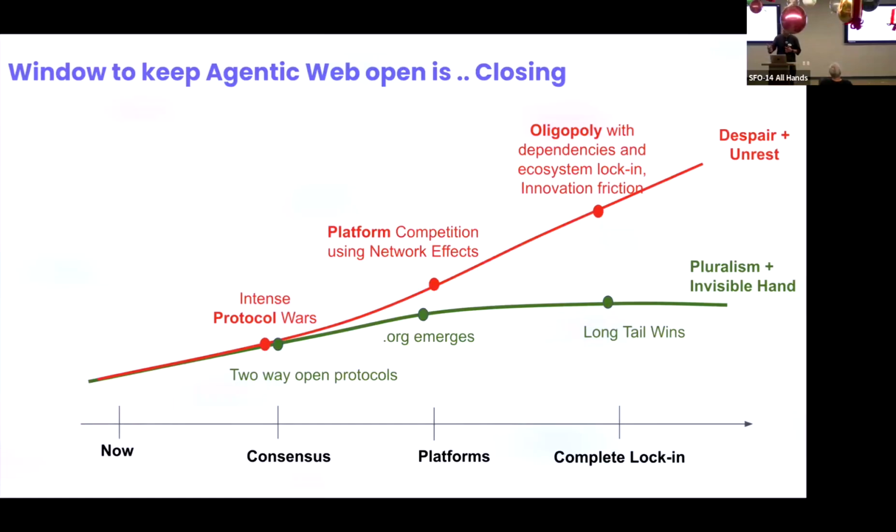Maybe .orgs emerge, just like NANDA.org, and a new ICANN emerges, a new Mozilla emerges, a new W3C emerges, and so on. And hopefully the long tail wins, right? And then we'll have pluralism, Adam Smith's invisible hand, a thriving middle class, and all the good stuff. So we'll see which way we go.